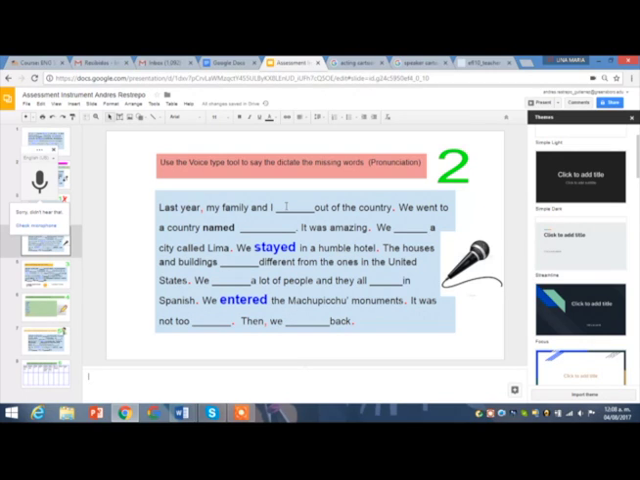So this is the second option that I'm giving them. Okay, but let's see what else.